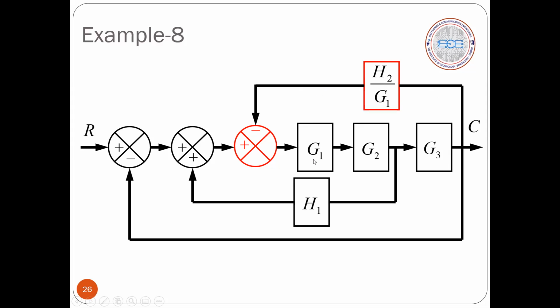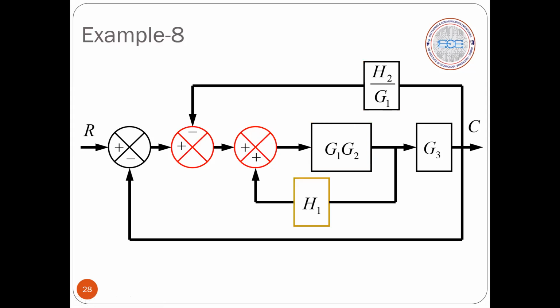Okay, so it is a valid movement what we have done, and we have shifted a summer to the left of the block G1. So now just G1, G2 are in cascade. You can see here G1, G2 are in cascade. You can group them and you can multiply the functionalities G1, G2 to get one single block. Okay, that's what we have done here.